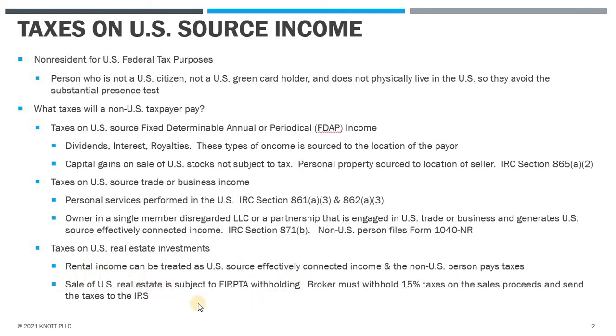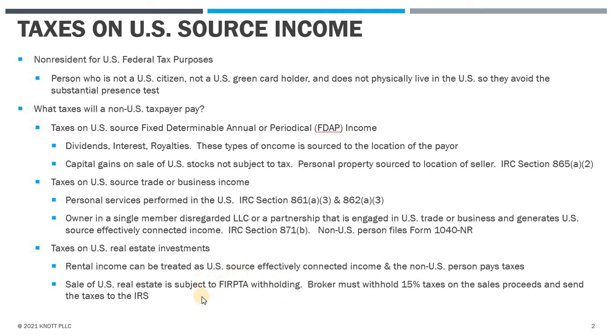So the sale of U.S. real estate that's owned by a non-resident is subject to FIRPTA withholding, which means that the broker withholds 15% tax on the sales proceeds, and it sends those taxes to the IRS. The owner gets the difference. Now, this is really important. The withholding rate is on the sales proceeds. It's not on the net gain. And so that's why this tax can be brutal sometimes.